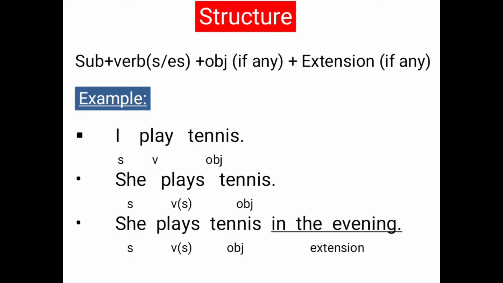For example, I play tennis. Here I is subject, play is a verb, and tennis is an object. Second example, she plays tennis. She is a subject, plays is a main verb, and tennis is an object. Here we have used s with verb play because she is a third person singular, and whenever there is a third person singular in the beginning of the sentence in present tense, we add s with the main verb.